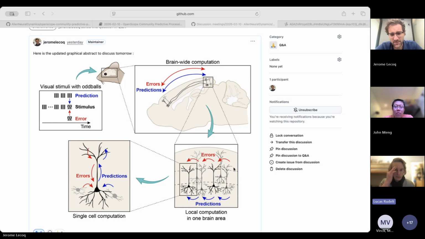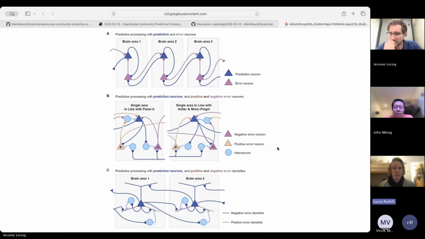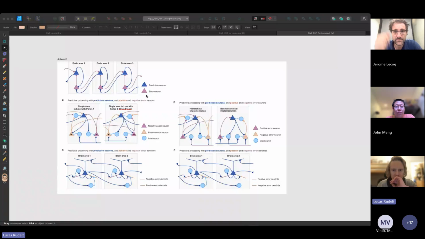Yeah, so this was concerning figure 2, and exactly, thanks for pulling that up. Would you mind if I share my screen, because I have an alternative version that we could discuss. Okay, do you see this Affinity Designer window now? Yep. Okay, perfect.